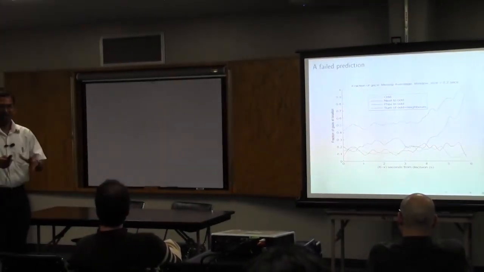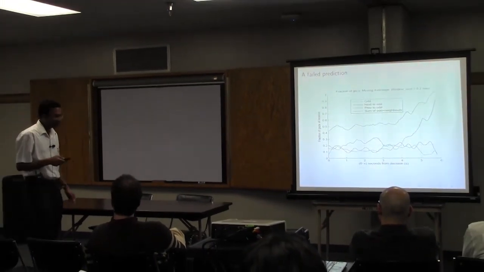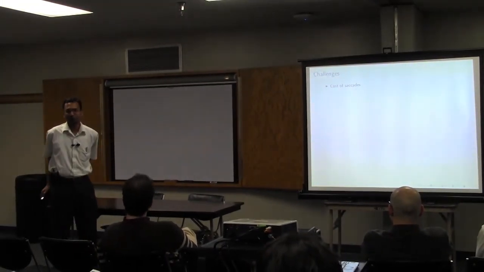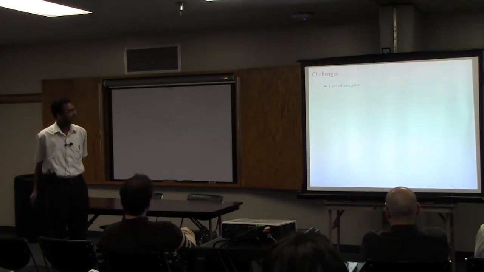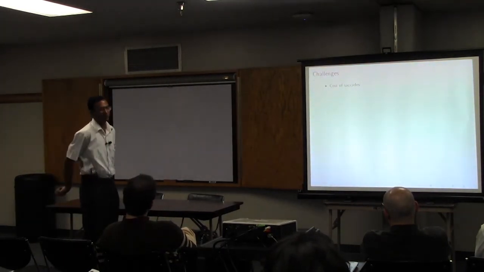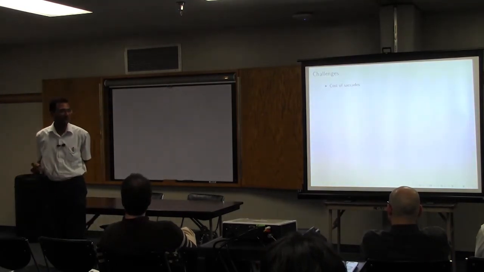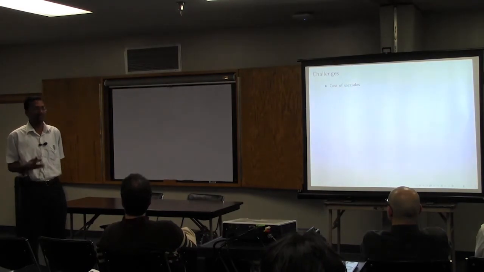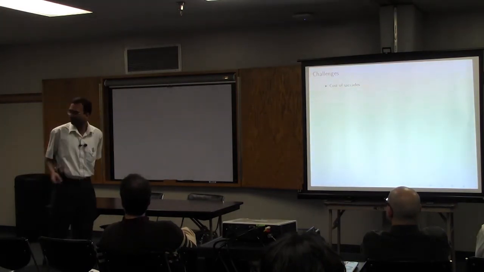So we had a prediction, and the prediction has essentially failed, and that's because in our experiments, or in our theory, we did not model the cost of what are called saccades, which are these eye movements. There is some cost associated with it, and this is something that we have to bring into account in order to explain the behavior.